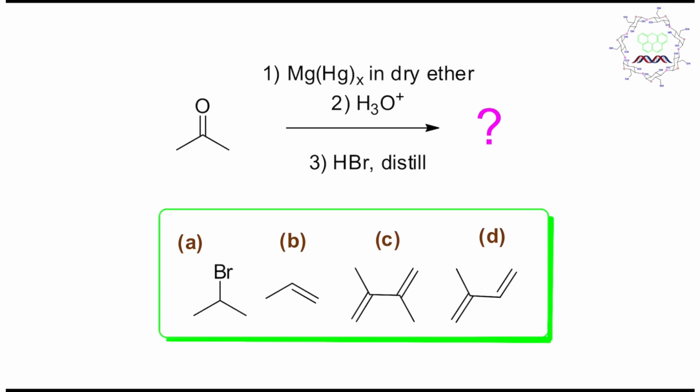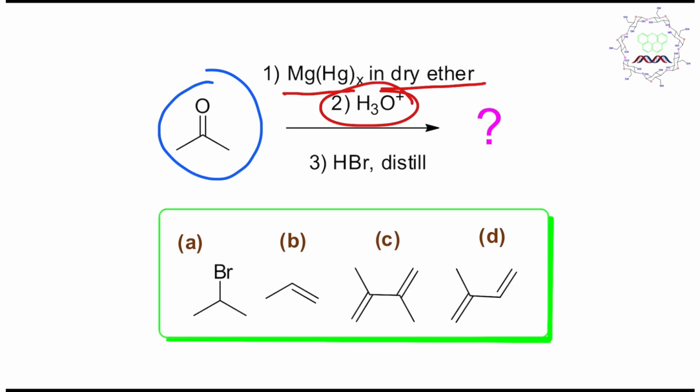Now in this context student, the reactant molecule is pretty simple, but there are 3 separate conditions. So I suggest you please look at the first condition: magnesium amalgam in dry ether and H3O plus. Can you understand what reagent it is or what type of reaction this is indicating? Yes, this is actually a pinacol formation reaction.